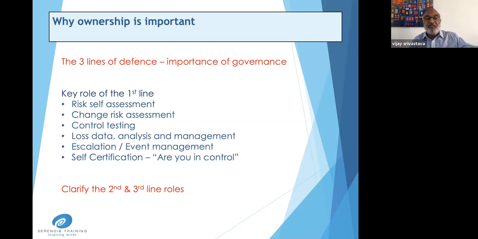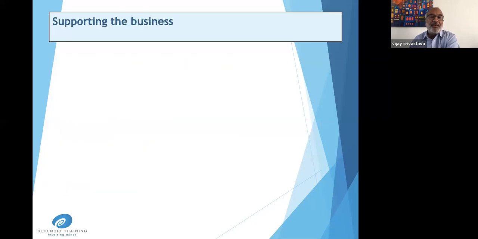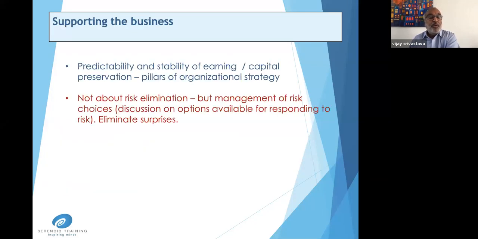Second line is the framework. Third line is the totally independent check, the post-mortem. Anything we've missed out on all of our journey, they will look at that and suggest perhaps further remediation if necessary. So we're coming to the end of this, so let's look at some examples.